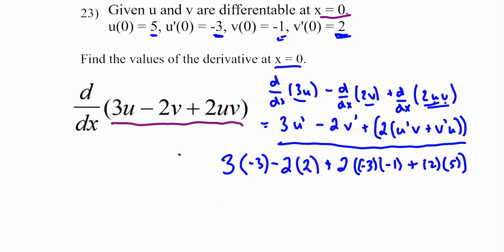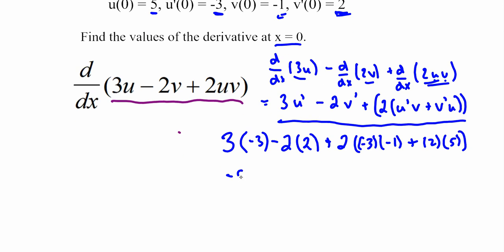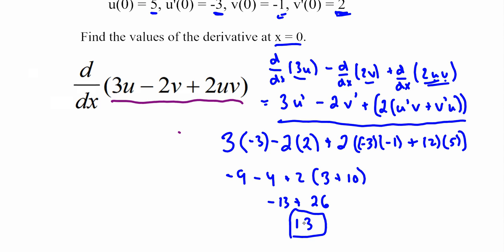And if you add all these together, what you'll get is negative 9 minus 4 plus 2 times 3 plus 10. That's going to be 13. 13 times 2 is going to be 26. Plus, that's going to be negative 13. And then the total is going to equal 13, I believe. That would be our answer, if I did all my arithmetic right. All right, and so that is our solution.